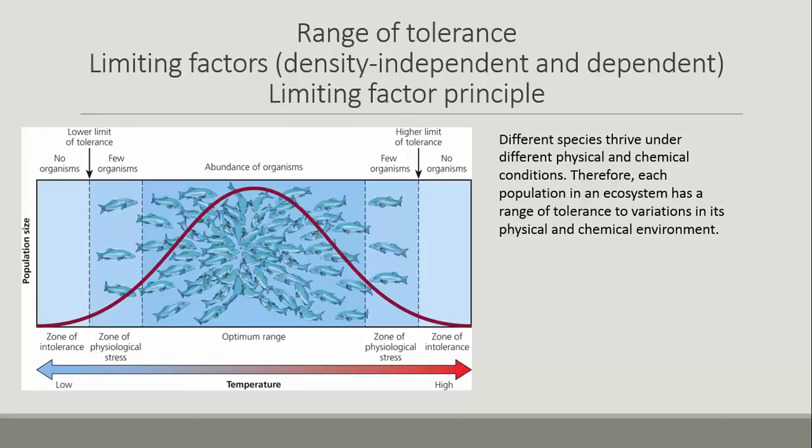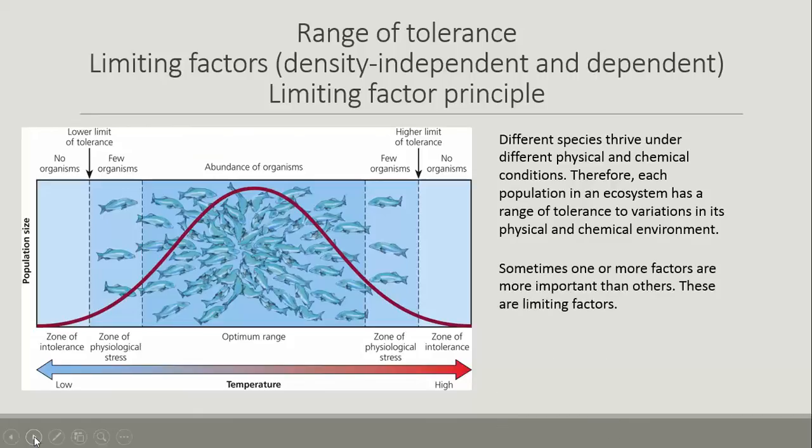There are zones outside of that of physiological stress where the temperature is a little too high. A couple of organisms can survive there. And then on the far left, there are temperatures that are a little too low. Again, a couple of organisms can survive there. But you see those dashed lines on the left and the right. Those are the limits of tolerance. Any temperature below that lower limit of tolerance, these trout can't survive. Temperatures above that higher limit of tolerance, those trout can't survive in those environments.